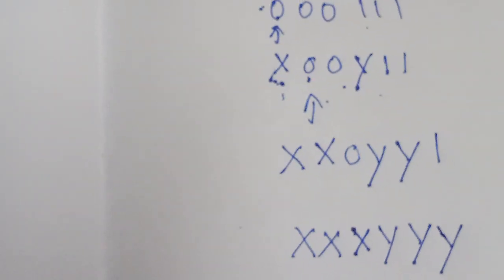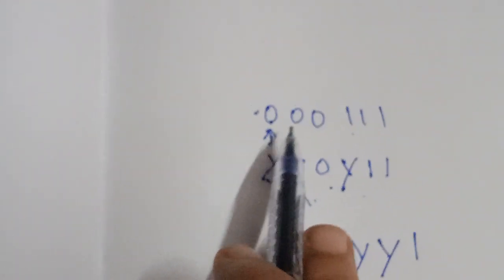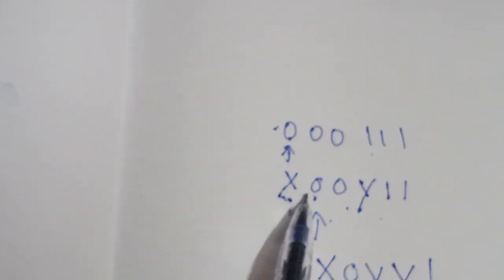Whenever I see 1, it is replaced with y. So now all zeros or ones are replaced with x and y. Once again I will repeat. If we take the string 0, 0, 0, 1, 1, 1, whenever I read 0, I should check for 1. Whenever I read another 0, then I should check for another 1.